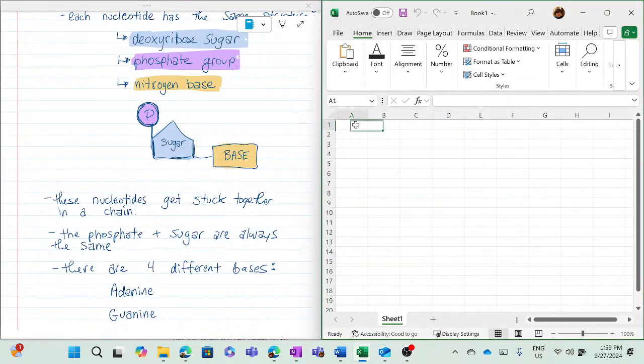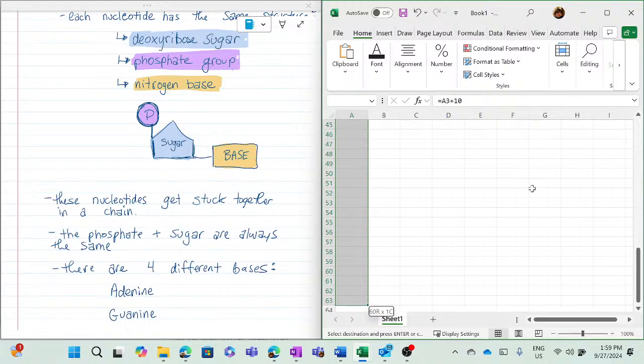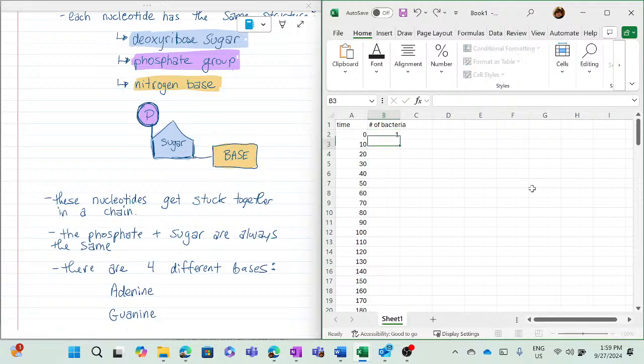So let's say we have time, and then let's say we have number of bacteria, right? And let's say it takes 10 minutes every time, right? Okay, there we go. I don't know how long this is going to take, so I'm assuming, fairly long. So we start with 1, and then what are we doing every time? 2. We're taking the one above and we're doubling it, right? Yeah. So 4, 8, 16, 32, 64, 128, 256.